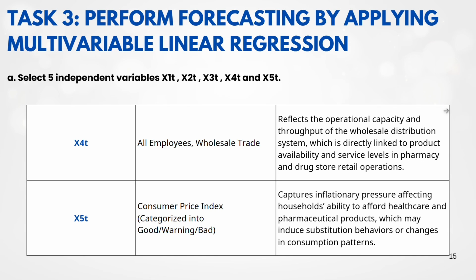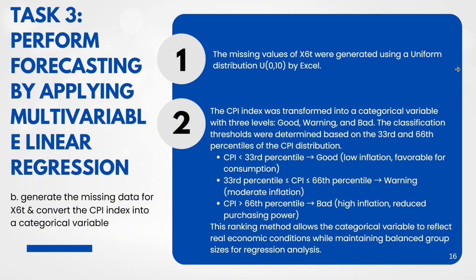Next, for X4T, I select employment in wholesale trade, reflecting distribution capacity and the efficiency of the supply chain. And finally, X5T is the consumer price index converted to good, warning, bad categories to represent low, medium, and high inflation regimes. Together, these variables provide a structured economic view of how market size, income, production, distribution, and inflation jointly drive pharmacy sales. Now let's move to part B.